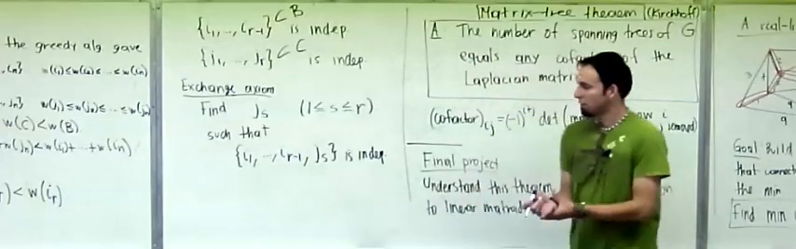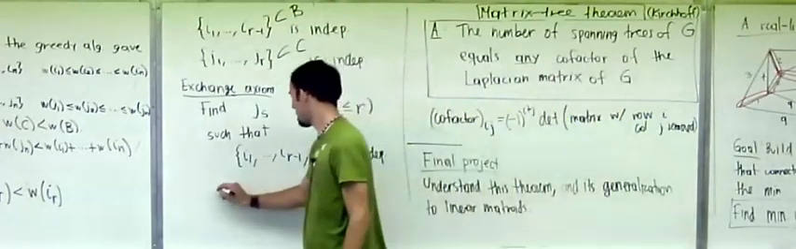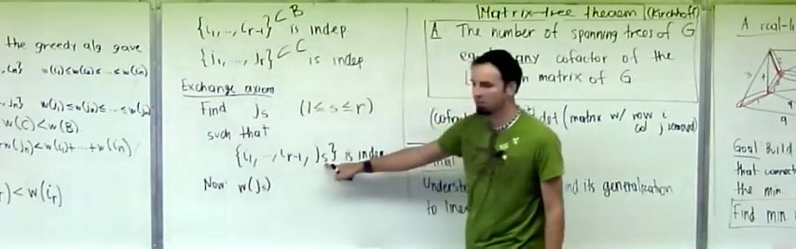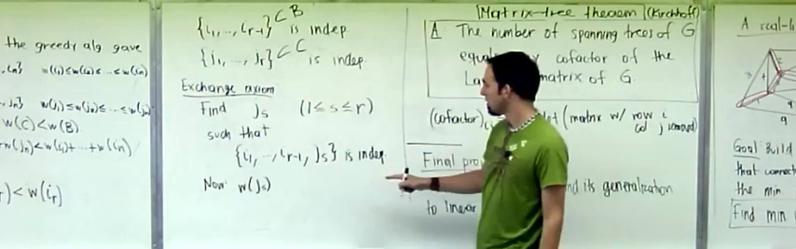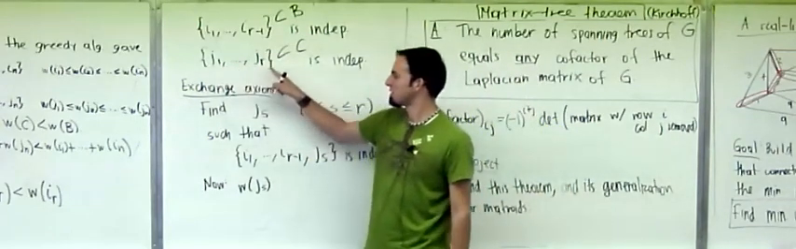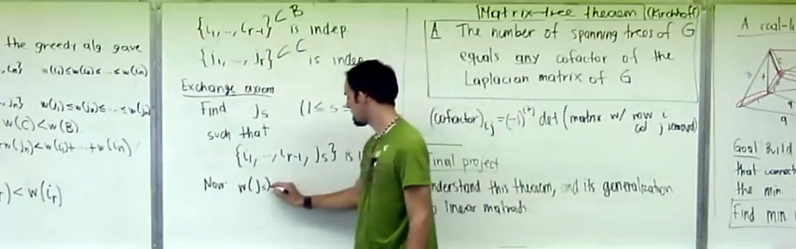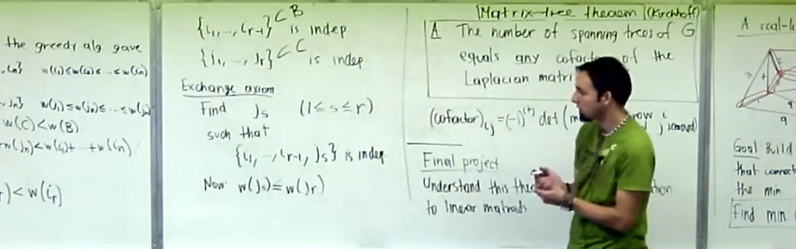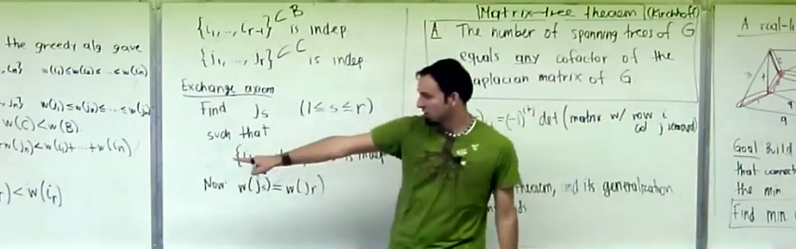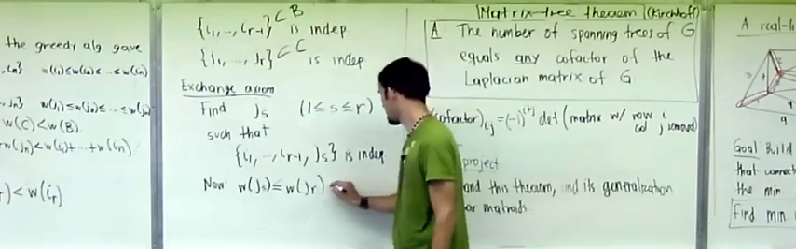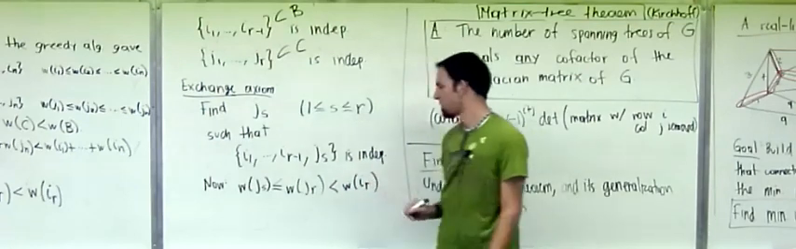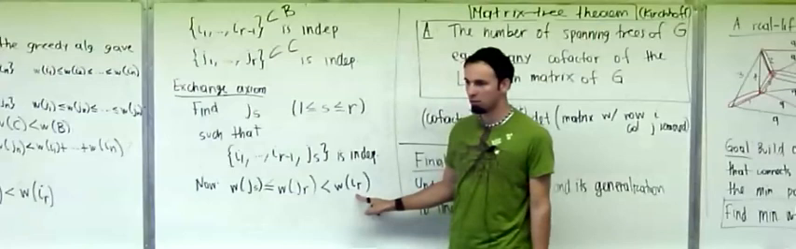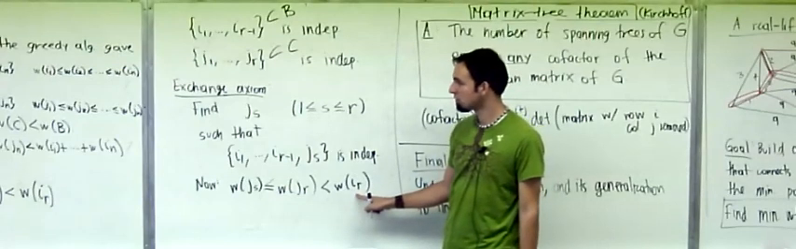Now, what can you tell me about the weight of this element J sub S? Well, these guys are ordered in ascending order of weight. So the largest weight that this guy could have is the weight of the last one, J sub R. But I assume that J sub R is lighter than I sub R. And therefore, J sub S is lighter than I sub R.